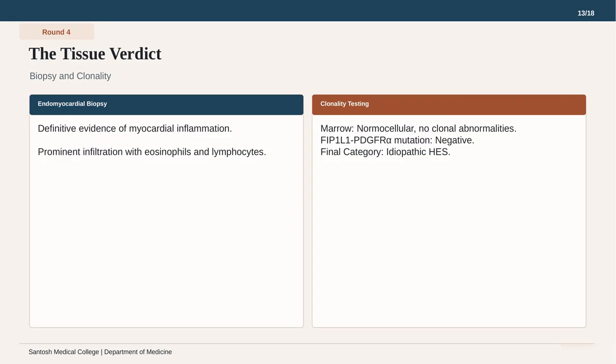Furthermore, the genetic testing for the FIP1L1-PDGFRA mutation returned negative. Because we have end organ damage without a specific genetic or reactive cause, the final category is classified as idiopathic hypereosinophilic syndrome. With the diagnosis locked in, we must now consider the most appropriate long-term management strategy for this patient.